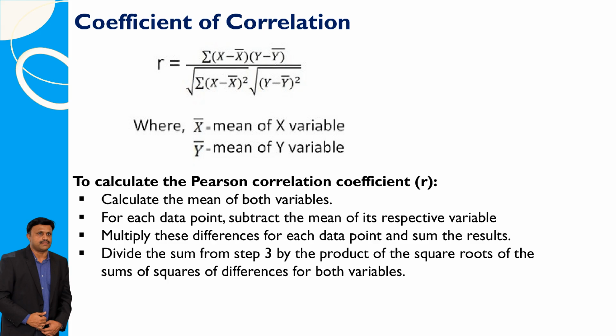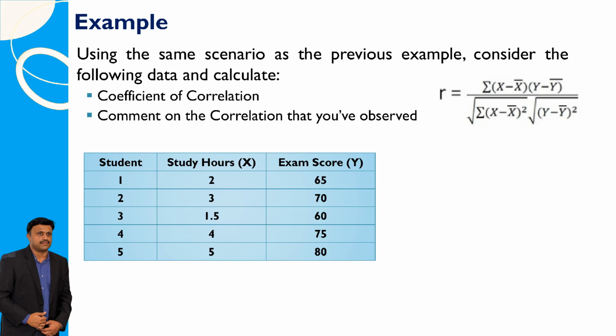To calculate the Pearson correlation coefficient, r, first find the mean of both variables. Then, subtract the mean from each data point for its respective variable. Multiply these differences for each data point and sum the results. Finally, divide the sum by the product of the square roots of the sums of the squared differences for both variables. Using the same scenario as before, calculate the coefficient of correlation based on the provided data.